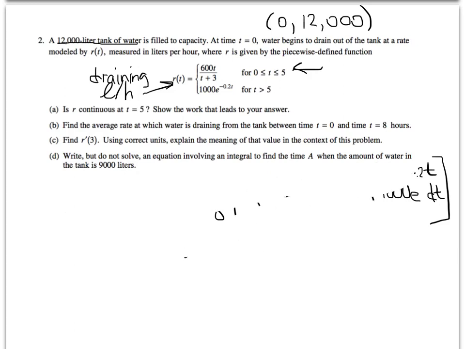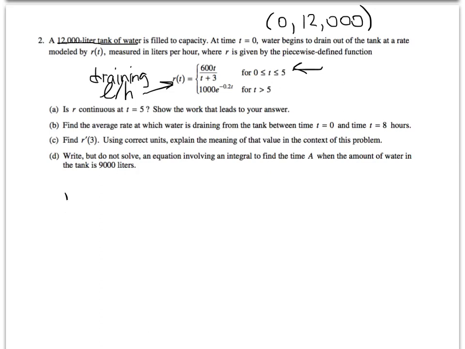So C says find r prime of 3. Well, interesting, r prime of 3. Since r is already a rate of change, we're going to find the derivative of rate. So really we're looking at how the rate draining out of the tank is increasing, or is the rate at which the water is draining out decreasing? Notice it's not acceleration because it's not a position velocity problem. So check your work on that.